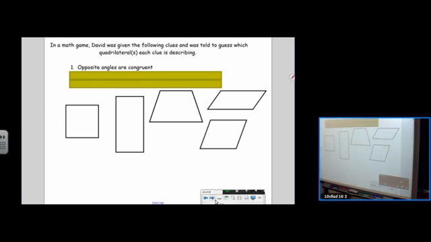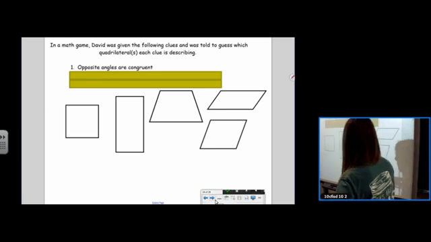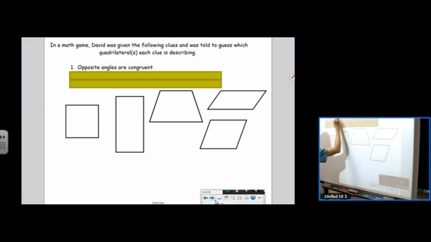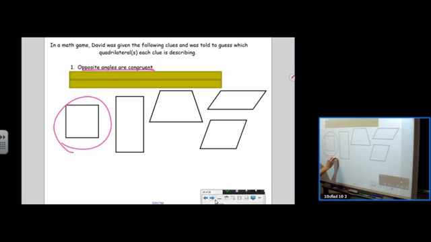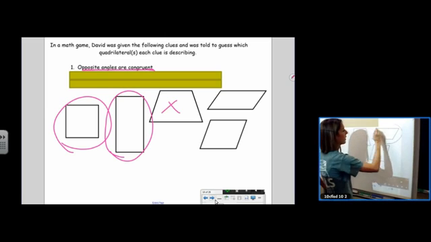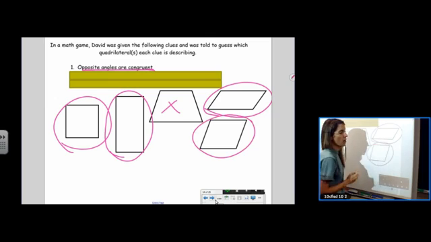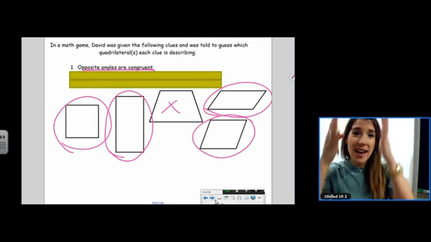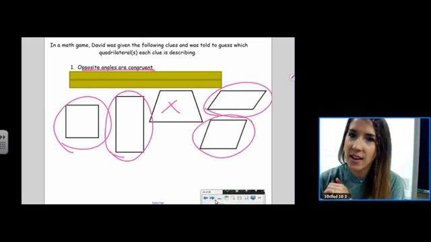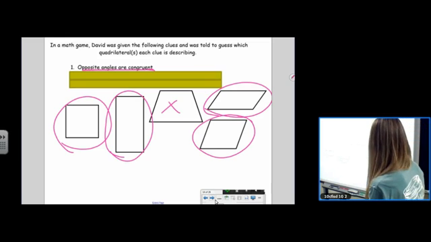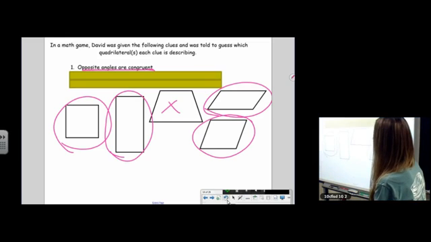Okay, in a math game, David was given the following clues and was told to guess which quadrilateral each clue is describing. Opposite angles are congruent. Okay, which ones is that true for? It's true for a square, true for a rectangle, and not true for a trapezoid. Ooh, true for a parallelogram, and true for a rhombus. That would be true for everything on that side of the family tree. Everything under parallelogram, that would be true for.